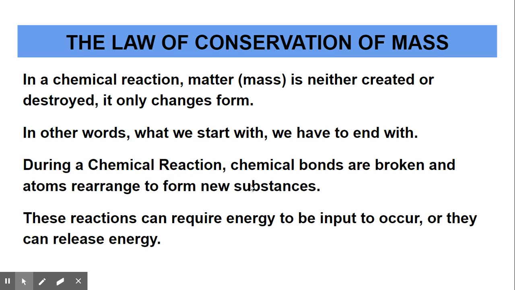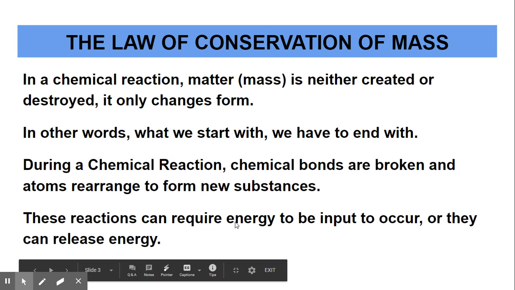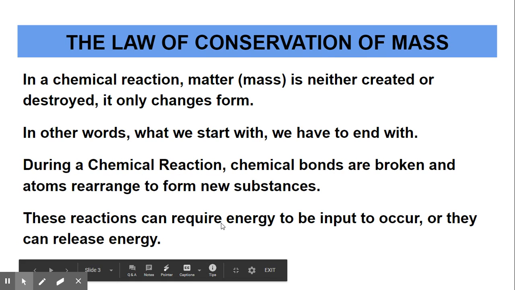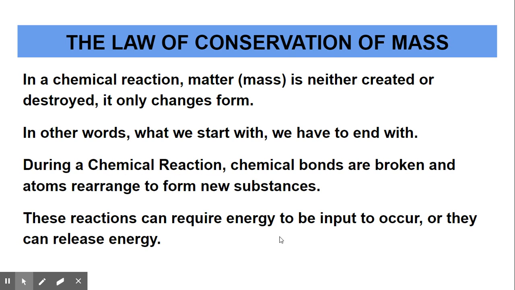So during a chemical reaction, chemical bonds are broken and atoms rearrange to form new substances like we saw on the slide before. And these reactions can require energy to be put in, okay, or they can release energy. So the two words that we use for that are endothermic if it requires energy, and exothermic if it lets energy out. So if a reaction gets hot, energy is being released. That's an exothermic reaction. So digestion in the human body would be an example of exothermic because it gives off heat, and that's what basically generates our body heat is the process of digestion.